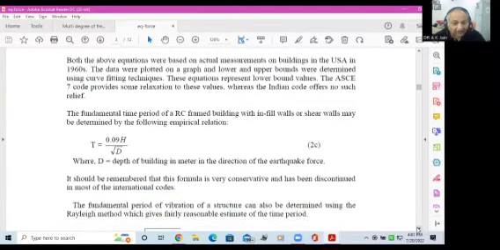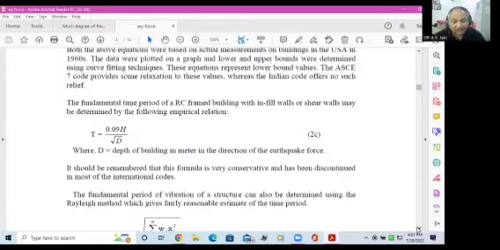Now for RC frame building with infill walls, okay, or shear walls, the period may be determined by the following empirical formula. T is equal to 0.09 H upon square root D, where D is the depth of the building in meters in direction of the earthquake force. That means if your building is rectangle, in X direction, its period will be different. In Y direction, the period will be different. H is the height of the building, which will remain constant in both directions. But length may be different, width may be different, therefore D will be different. Okay, so T will be different in the X direction and T will be different in the Y direction.